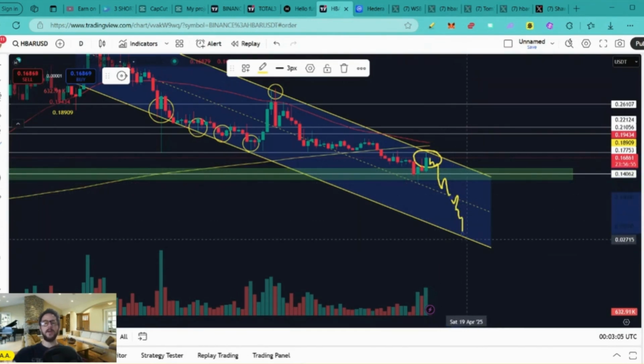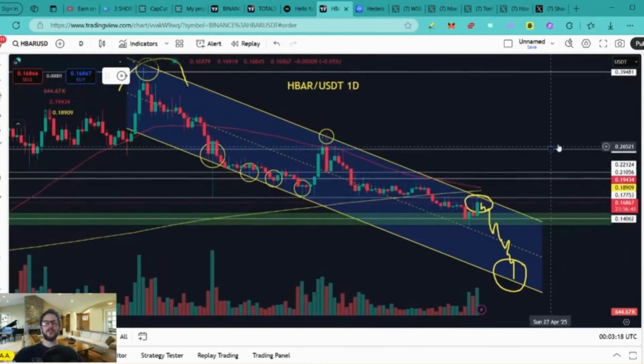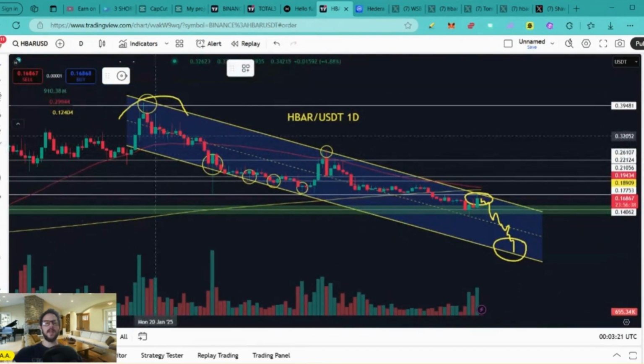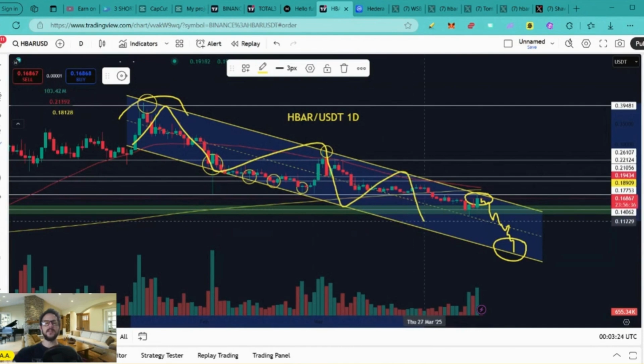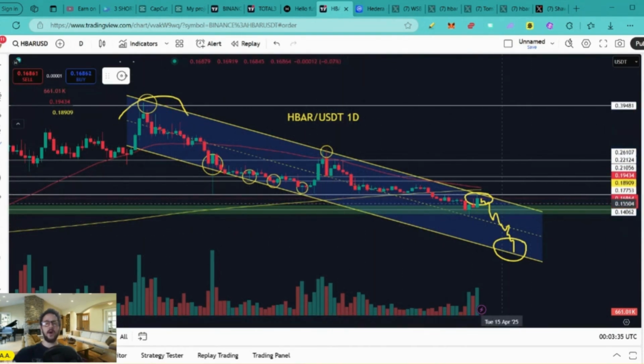We might see HBAR coming back all the way down here to this lower support trend line. Again, guys, this is not going to be a surprise for us because we know that HBAR has been downtrending, moving inside this channel. And as long as the price action is moving inside this channel, we have to assume that it's going to continue moving inside the channel until it breaks out. And therefore, since we haven't seen a breakout yet, we have to assume that this downtrend is going to continue.